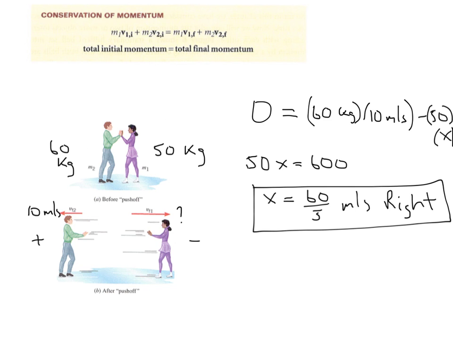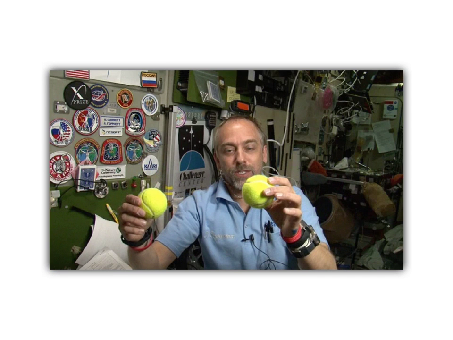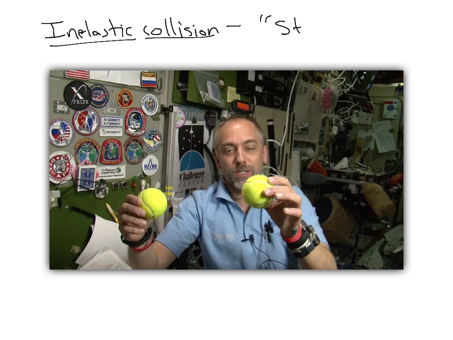So let's look at another type of collision that's called inelastic, and we're going to go to outer space for this. So here we're going to go to outer space, and we're going to look at the collision between two tennis balls. First, you're going to see an elastic collision where the tennis balls don't stick together, and then you'll see a second type of collision, which is called an inelastic collision. And that is when the tennis balls stick. So let's watch and see what happens in space.